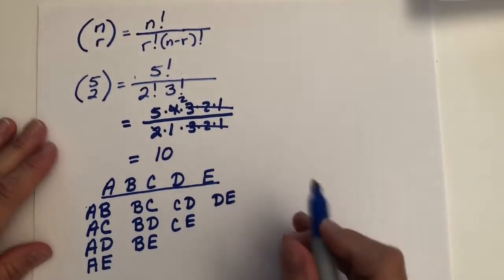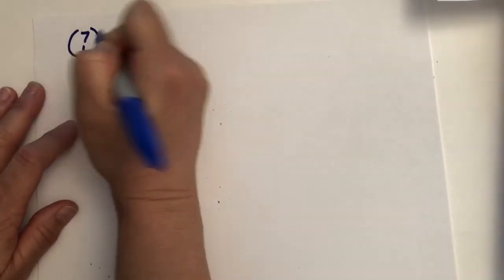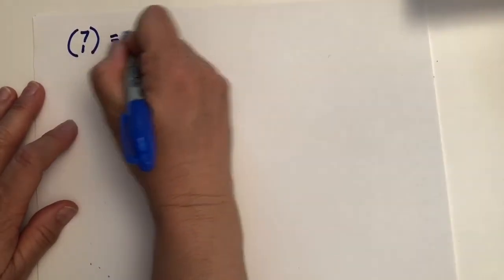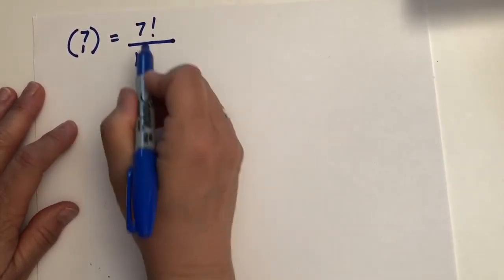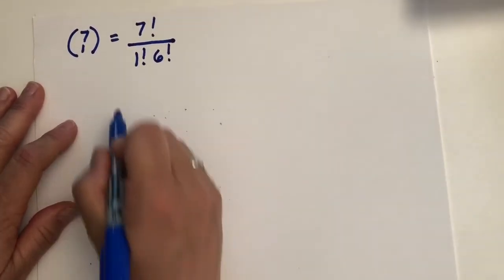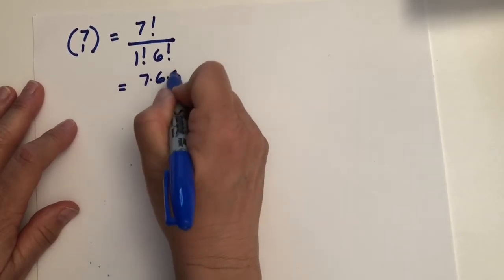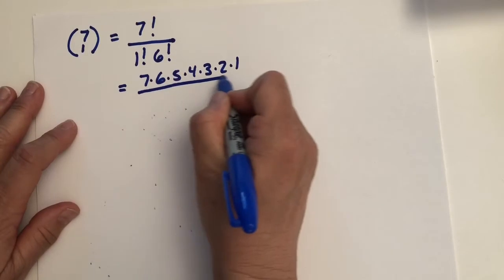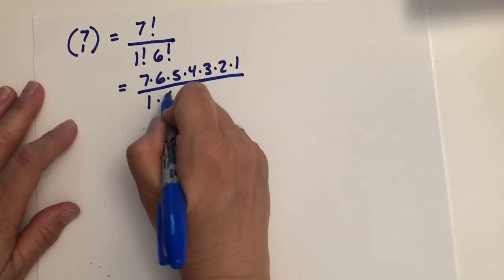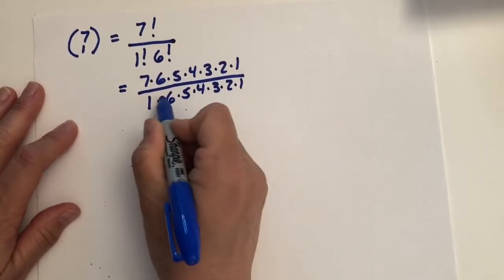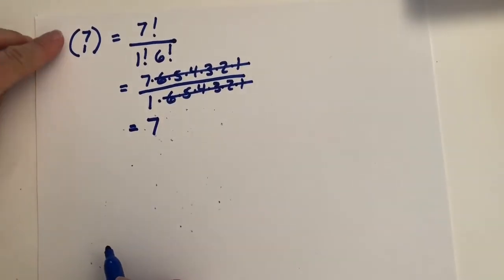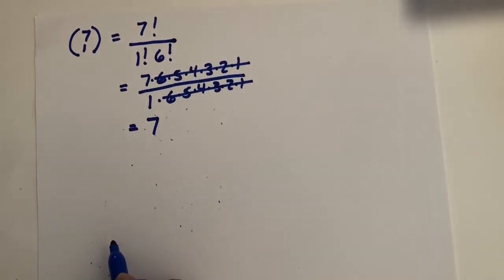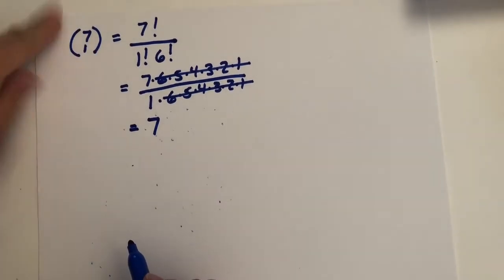So if we were to calculate 7 choose 1, let's do the calculations. It is 7 factorial over 1 factorial times 7 minus 1, which is 6 factorial. Not hard to write this one out. 7 times 6 times 5 times 4 times 3 times 2 times 1 over 1 times 6 times 5 times 4 times 3 times 2 times 1. And these cancel. And we get 7. And if you think about it, I hope this makes sense. Because if we have 7 items and we just choose 1, there are only 7 possible things that could happen. Any one of those 7 items could have been chosen.